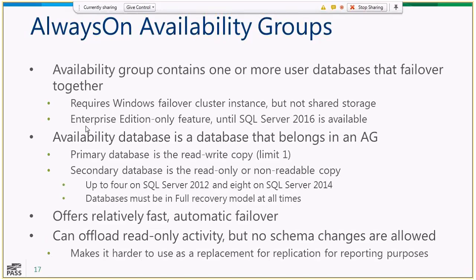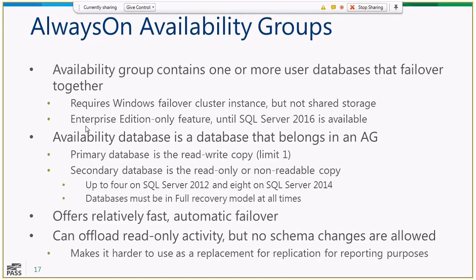You just have to install the feature on each node in the cluster. And then each node can have its own local storage, or it can use shared storage. It's up to you how you want to set it up. And again, only Enterprise Edition does this until 2016 comes out later this year.